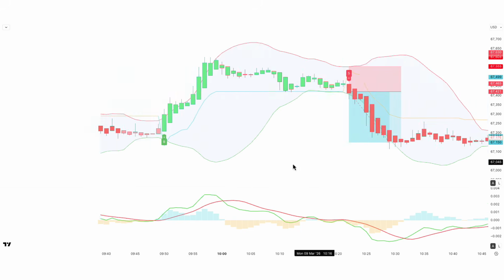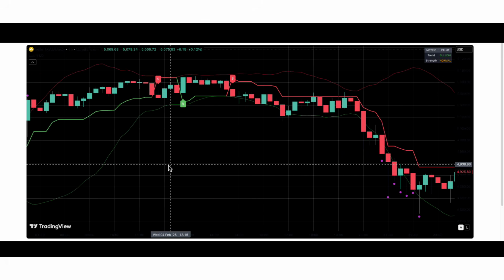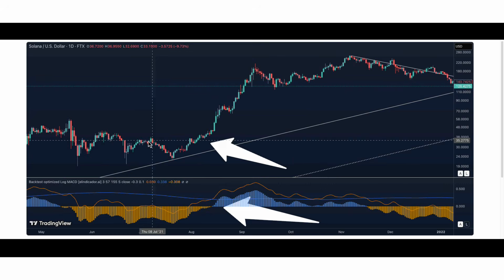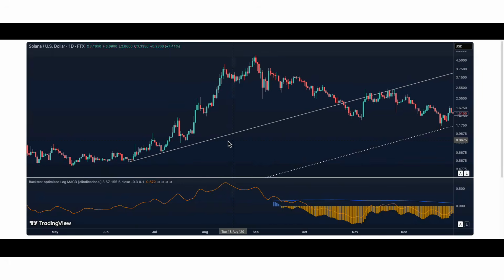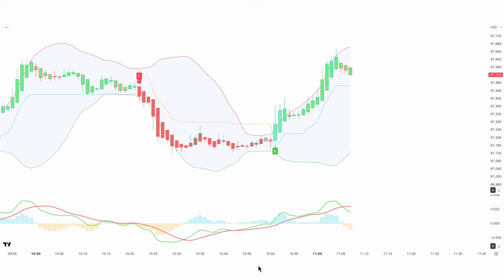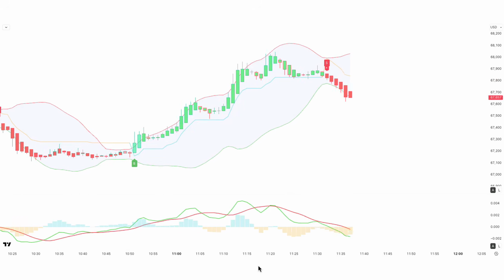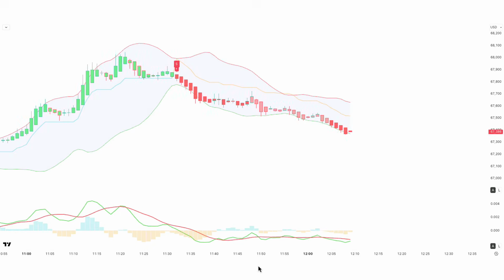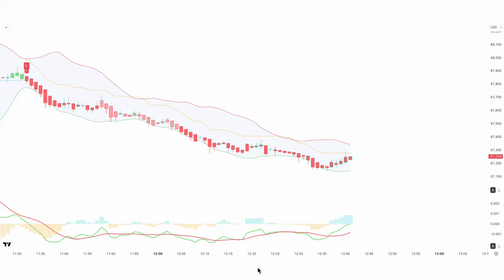If you found this strategy helpful, don't just watch it once. Go back, study the rules, and test it on your own charts. Try it on different pairs, different time frames, and see how it behaves in various market conditions. That's how real traders build confidence.